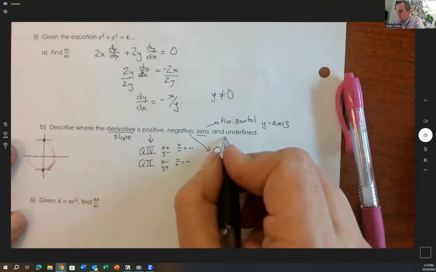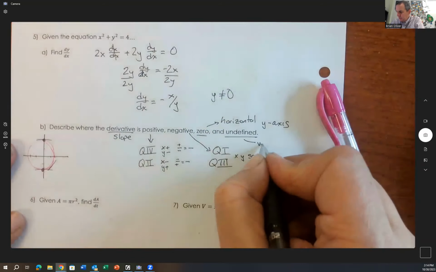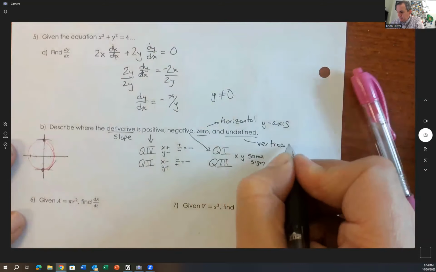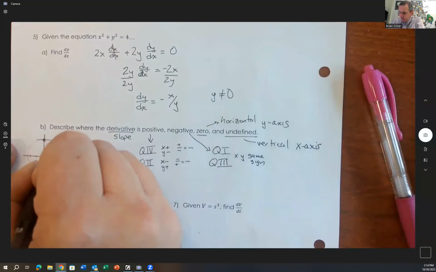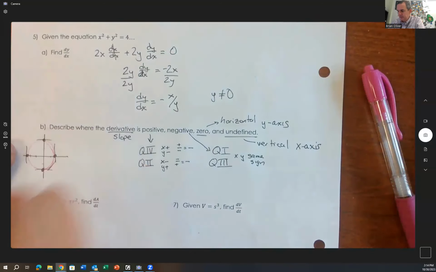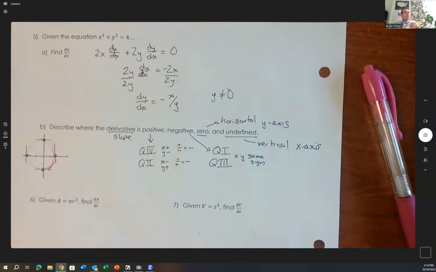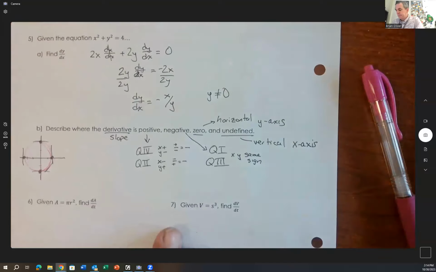And the last one is undefined. Undefined is our vertical lines. The only place we're going to have vertical lines is on the x-axis, where our slope is going to be undefined because the value in the denominator would be 0. That's undefined. That's that one.